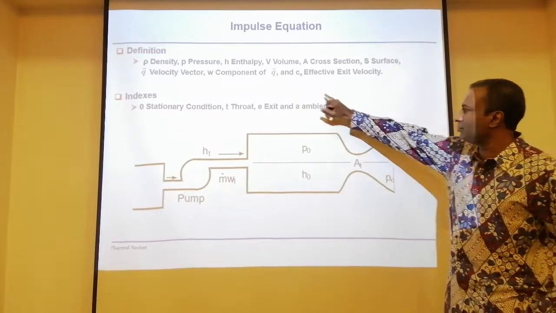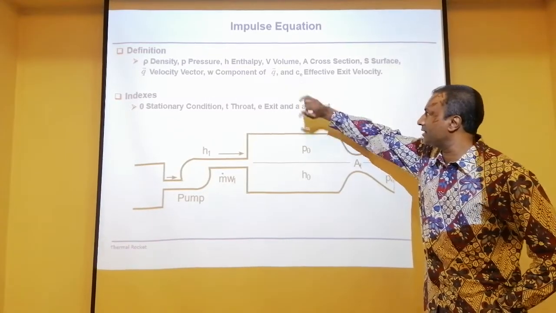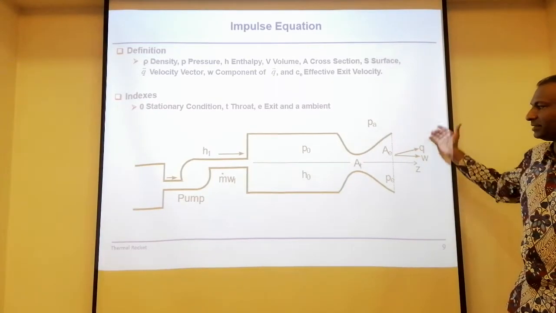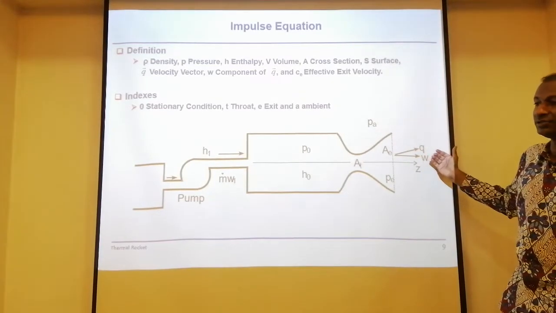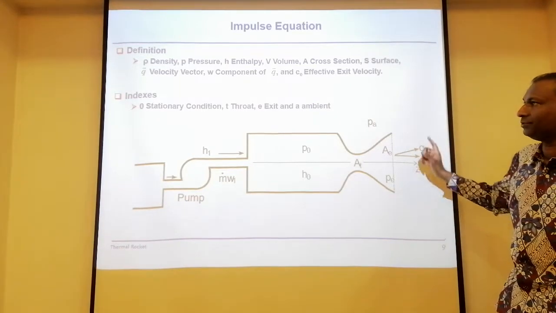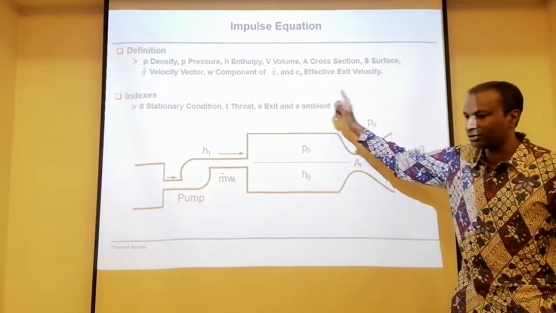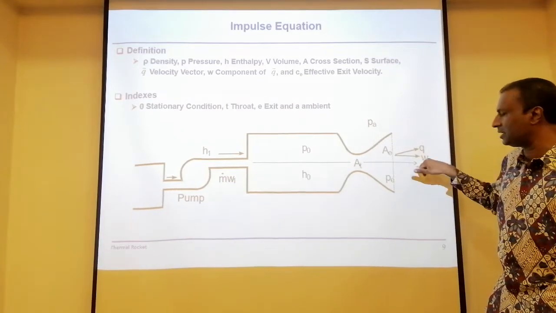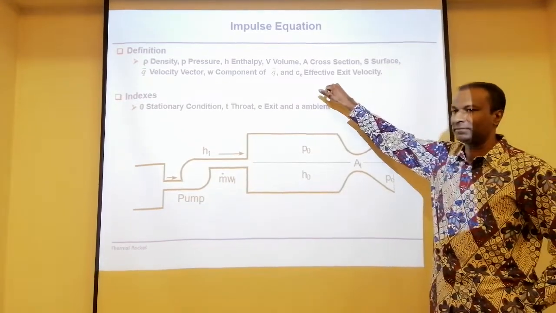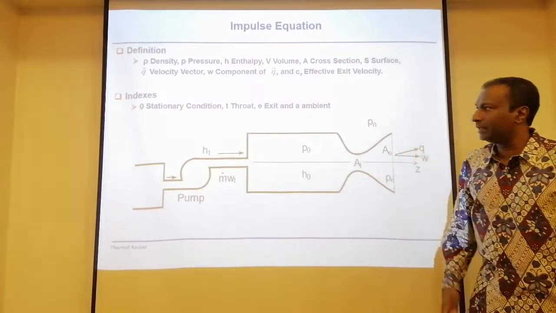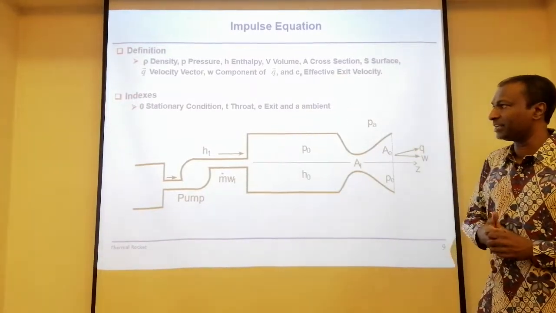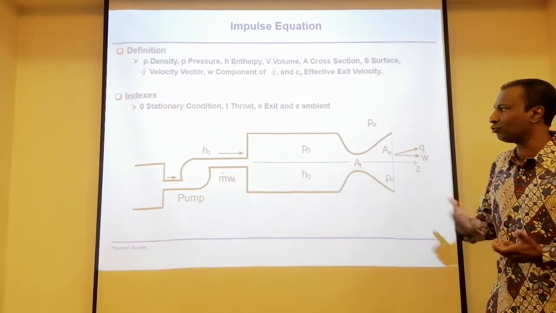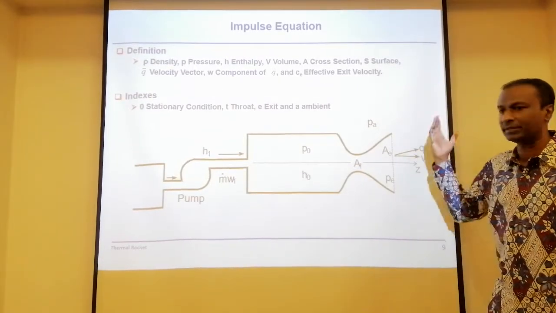Note that the CE is the effective exit velocity, but we didn't write effective exit velocity here. I just want to make sure you remember that the exit velocity is directly calculated, but we need to calculate the WE in order to get the exit velocity. Okay, and then the indexes: stationary condition, T throat, E exit, A ambient, as you can see.